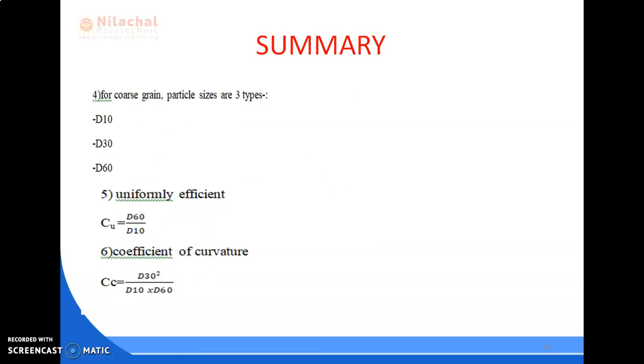For coarse grain soil, we know particle sizes are 3 types: D10, D30 and D60. Uniformity coefficient, Cu equal to D60 by D10. Coefficient of curvature, Cc equal to D30 square by D10 into D60.